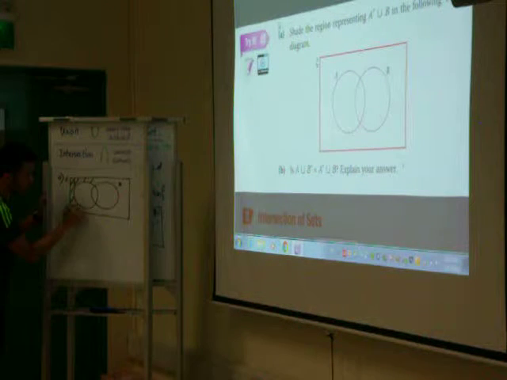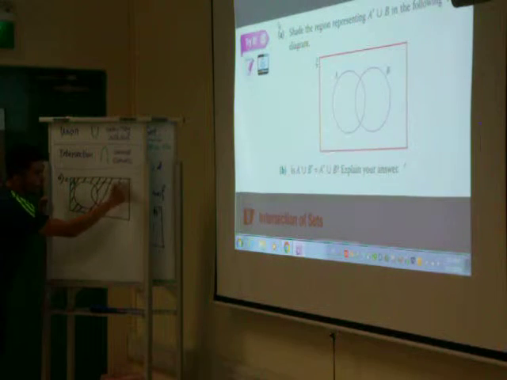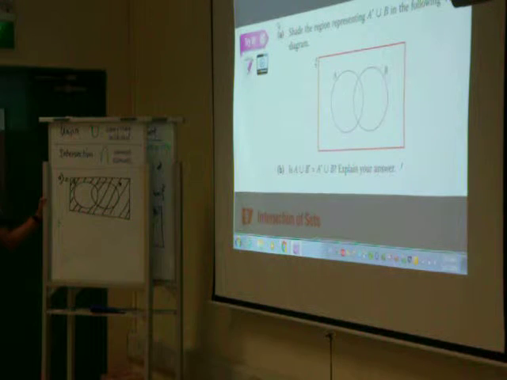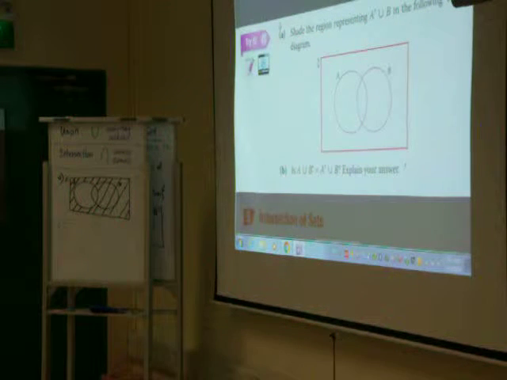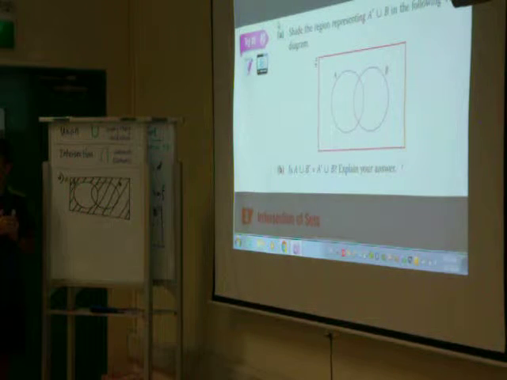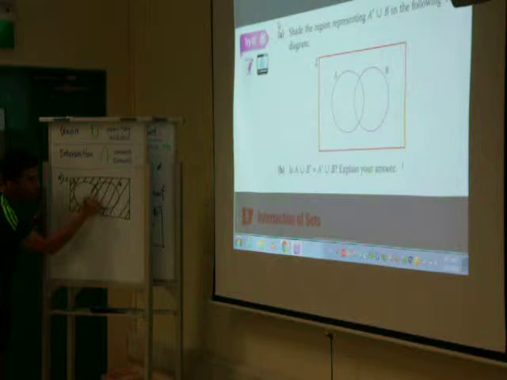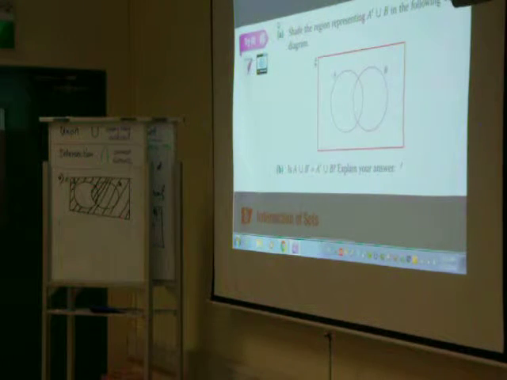Everything outside the circle of A. All agree? That is for A prime, the complement of A. But are we done? What must we still do? We must also shade B. Have we shaded everything inside circle B? No. So what must we do? Extend, right? So just extend the lines here. That's done already. So you see a small crescent here, that is the only unshaded part.